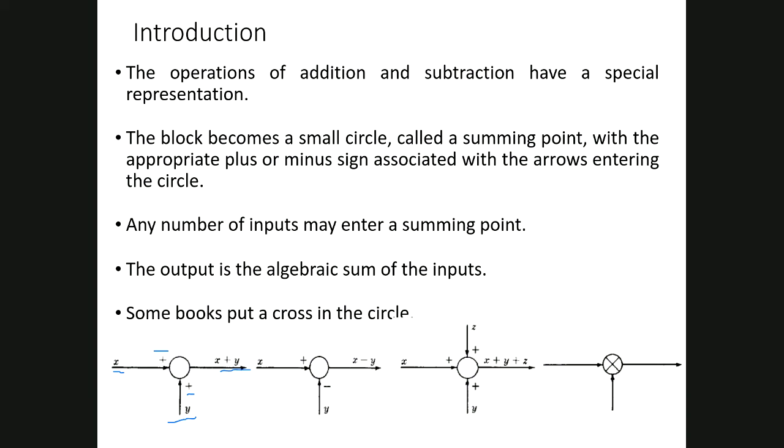Again, here you see the second one, we have x going in with a plus and y going in with a minus. So the signal going out is x minus y. Here we have three signals going in, x, y, and z, all with a plus. Then the output is going to be x plus y plus z. This can also be represented as shown here. So this is how we represent the flow of signals.